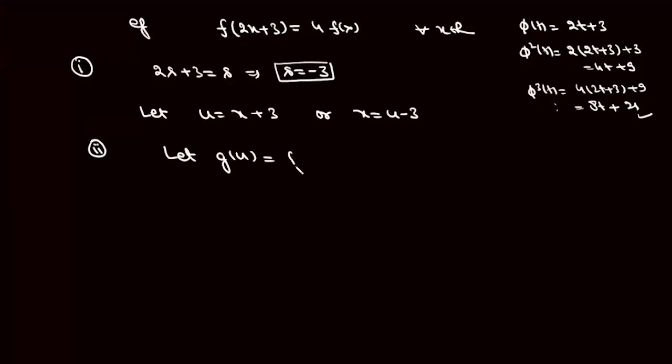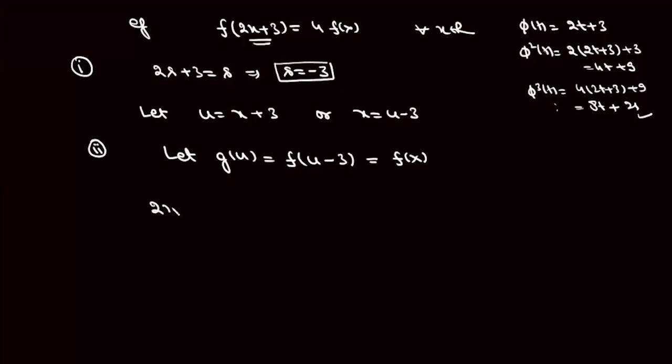So we'll let g(u) = f(u + s), and s here is minus 3. So it'll be f(u - 3), and u - 3 is nothing but x. So basically, we have taken g(u) as f(x). Now we'll transform this argument.